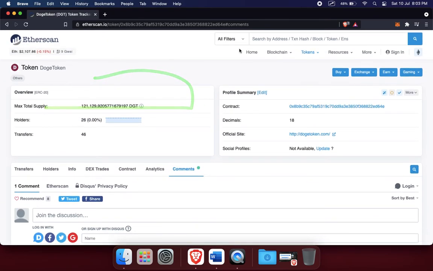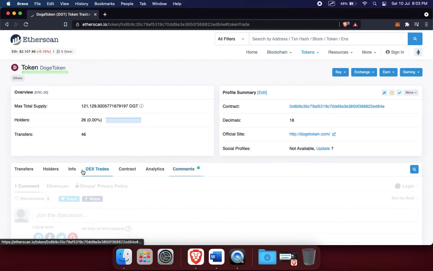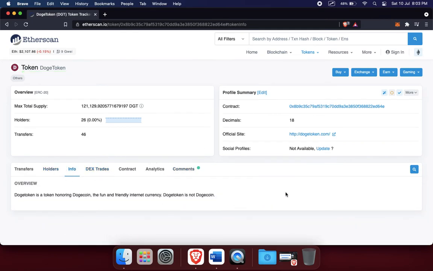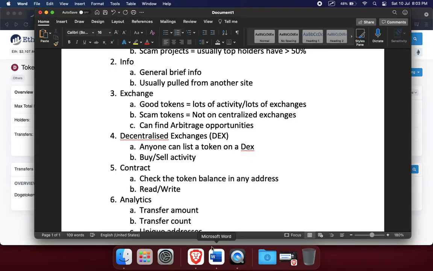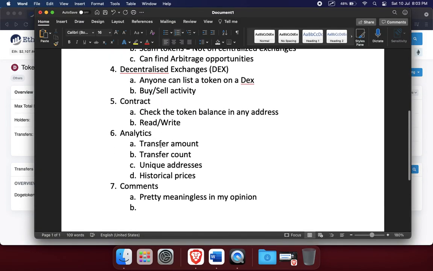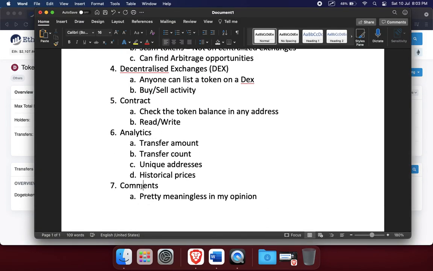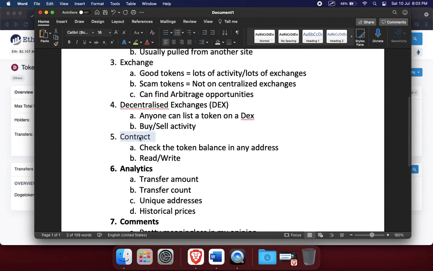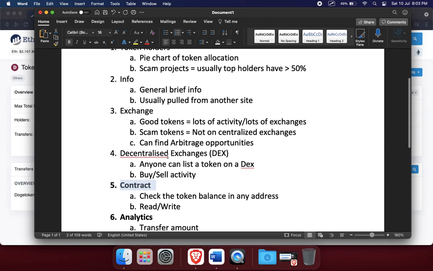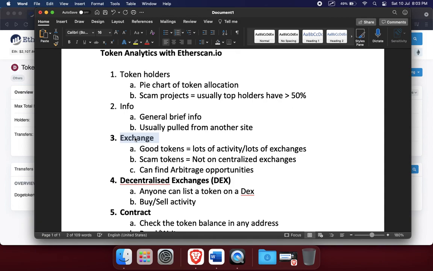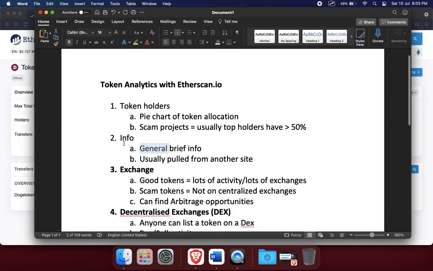But yeah, before you buy anything, make sure you check the tokens and see what the activity is like to see whether it's worth your time investing or not. Okay, so that's a general overview, looking at some of the analytics that you can get. We looked at comments, not that useful. Analytics like transfer amount, contract, you can check the balance of any wallets. Decentralized exchanges, how much activity is going on in the exchanges, right? You can also check some general info and also who the token holders are.